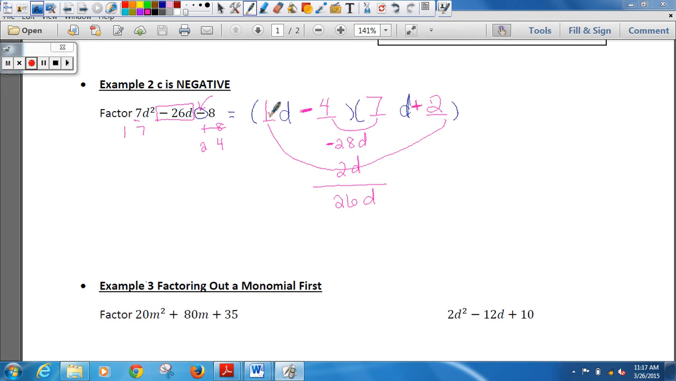So if I double check, 1D times 7D is 7D squared. So that checks out. And my pen is being kind of crazy today. And then I look in the middle, so outside 1D times 2 is 2D. Inside negative 4 times 7D is negative 28D. That gives me a negative 26D, so that checks out. And then my last one here, negative 4 times 2 is negative 8. So that also checks out, so this is my correct answer.